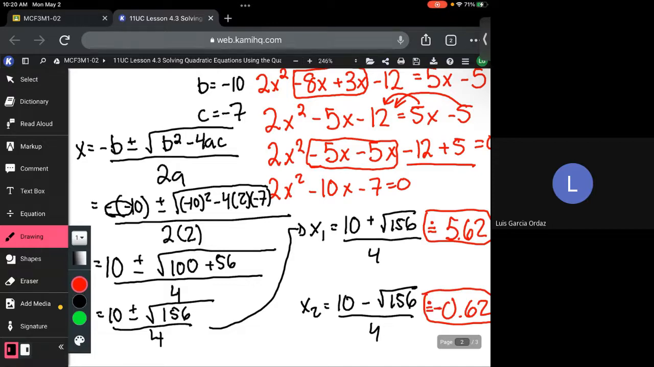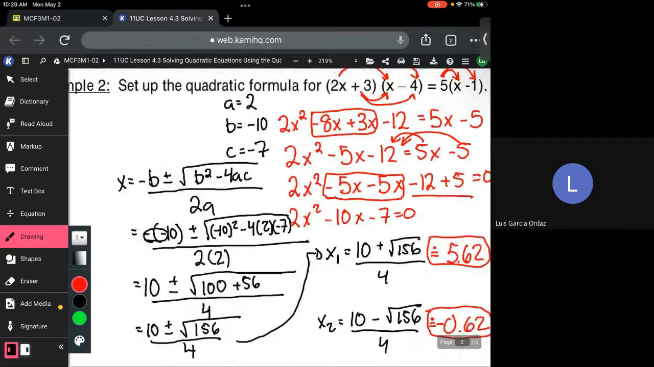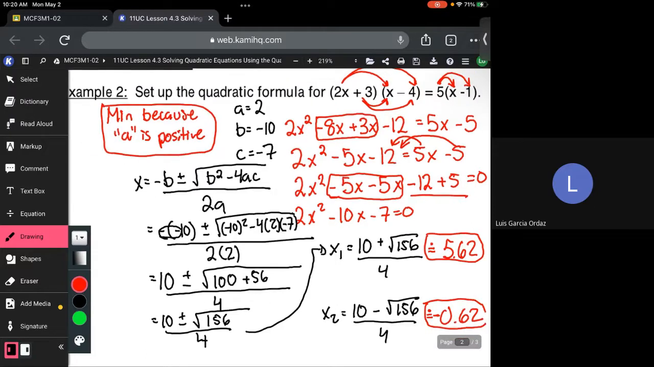So based off what you guys see, are we going to have a maximum or a minimum for this quadratic function? Why? Yep. So we're going to have a minimum because the a is positive. Here we go. I'll zoom out so you can copy the rest of it.